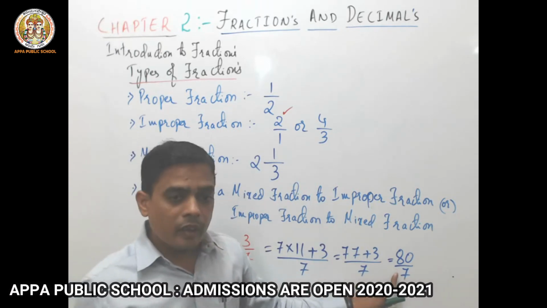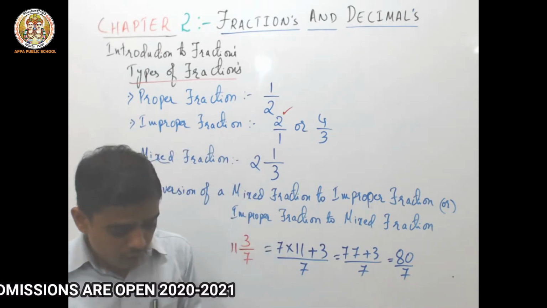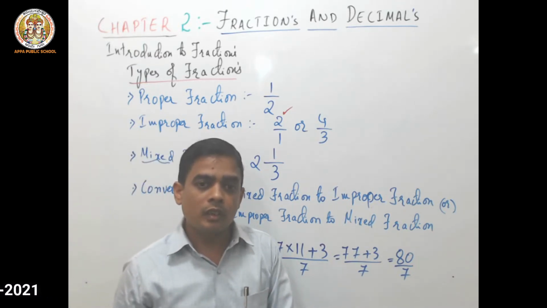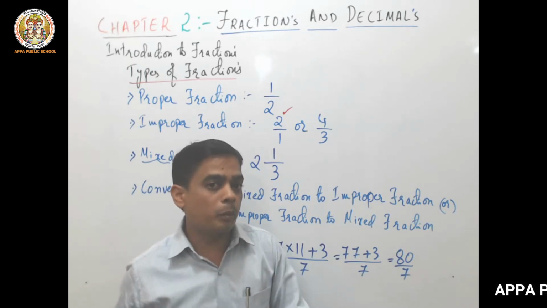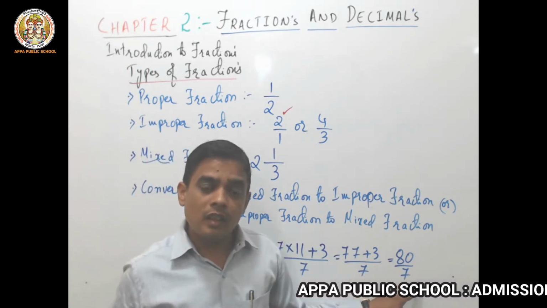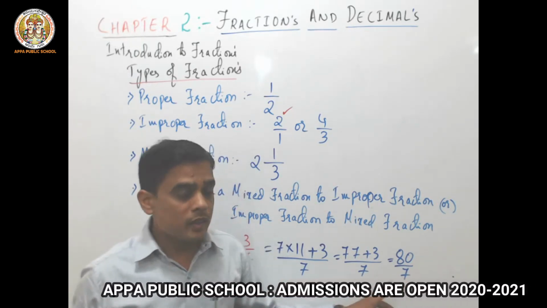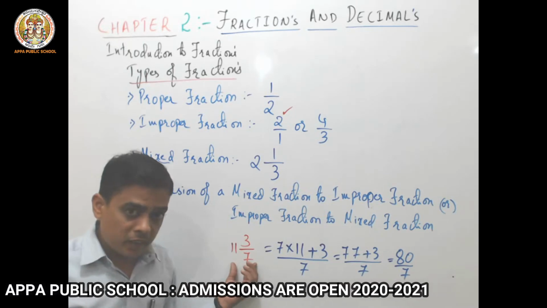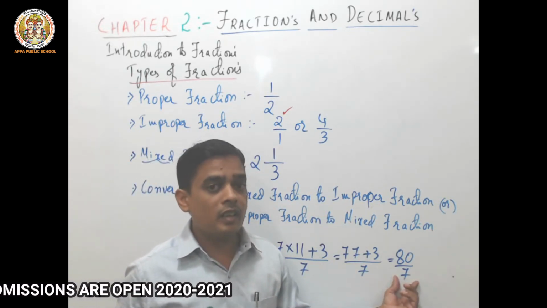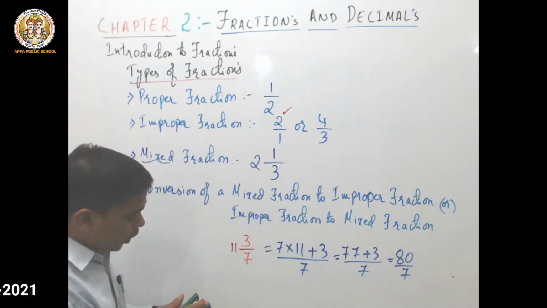Now, this 80 divided by 7 is an improper fraction. So whenever you convert a mixed fraction into a fraction, always you will get the answer in improper fraction only. You won't get the answer in proper fraction. Okay. Next, what we have to do?